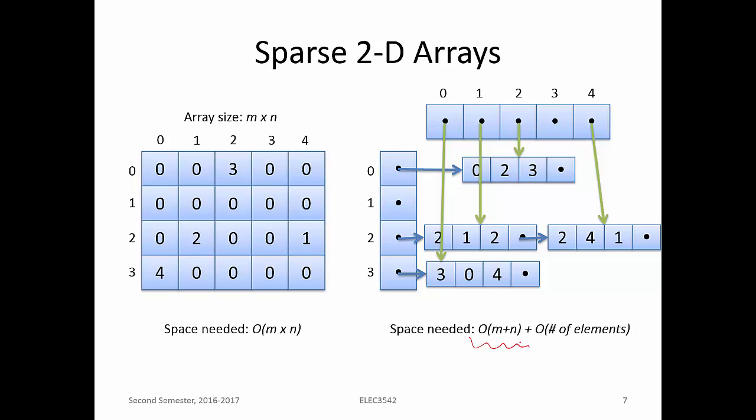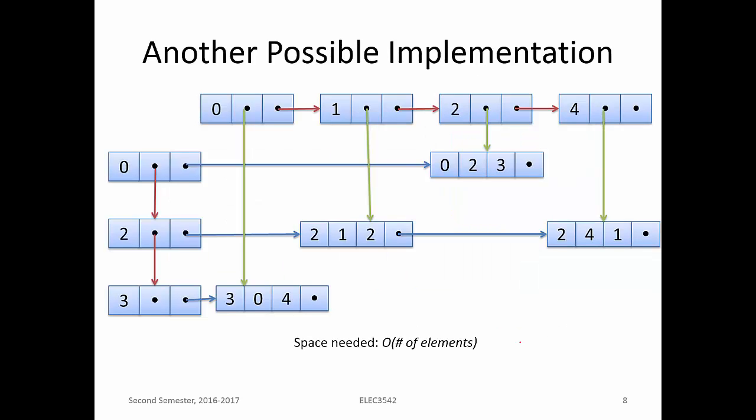It is in fact possible to further reduce the space needed to represent a sparse 2D array. In this implementation, the arrays of rows and columns are now linked lists. The space needed no longer depends on the array dimension. However, accessing a particular row or column takes longer time. It is another example of time-space trade-off. This concludes our discussion on sparse arrays.